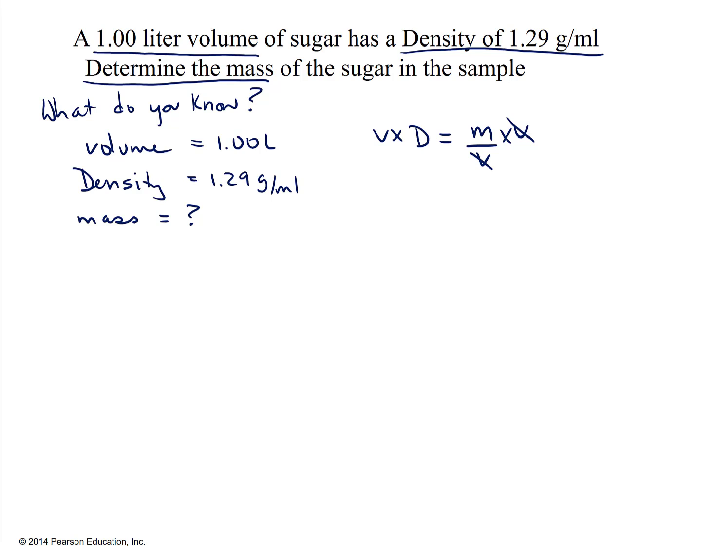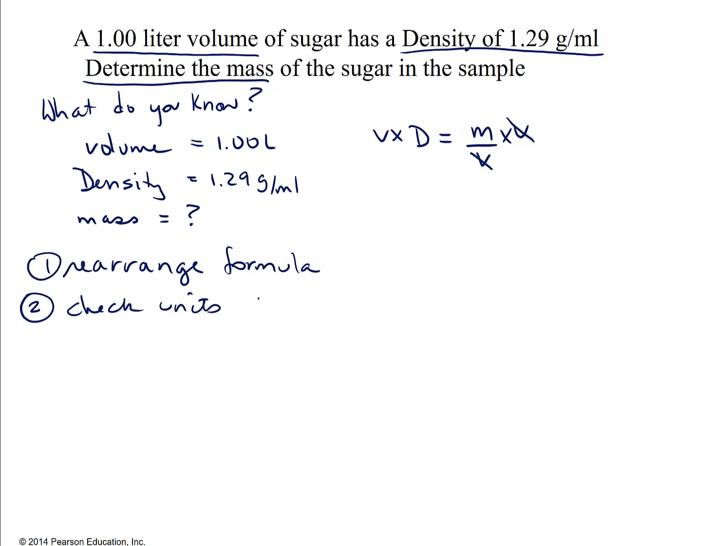Second thing to do, so one, rearrange the formula, or double check. Maybe you can use the formula as it is. If not, you've got to rearrange the formula. Second thing that I need to do is check the units. So can I multiply volume, 1 liter, times density, 1.29 grams per mil? No, because I have liters and milliliters.